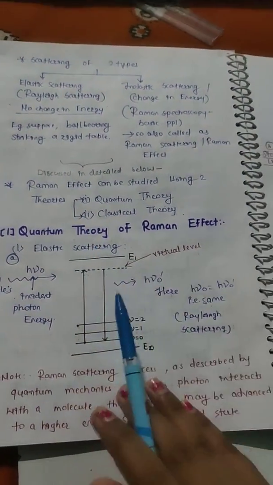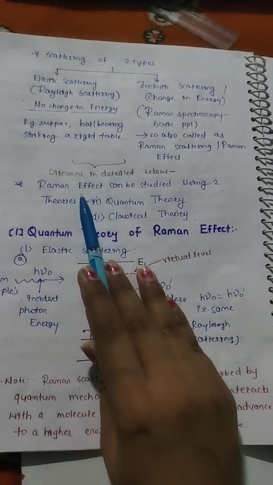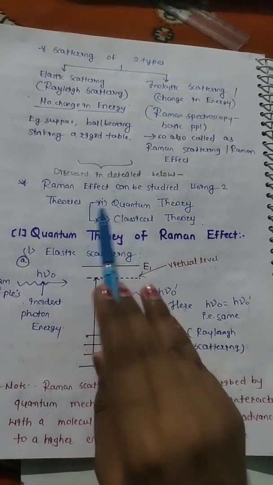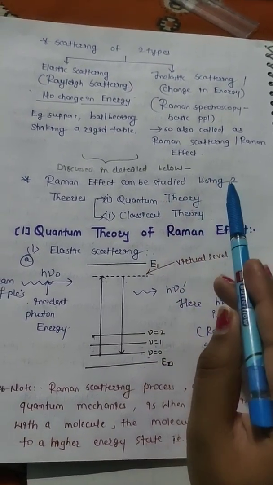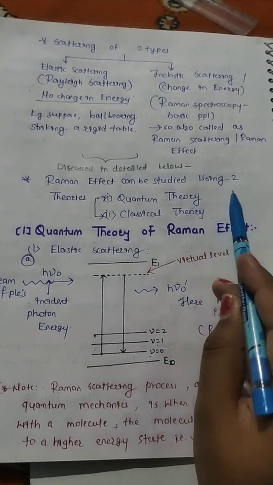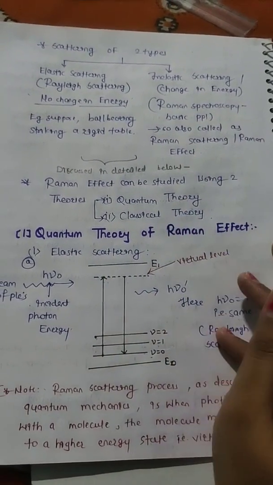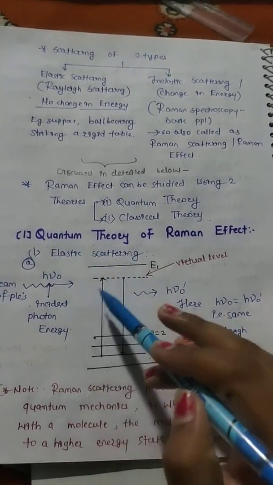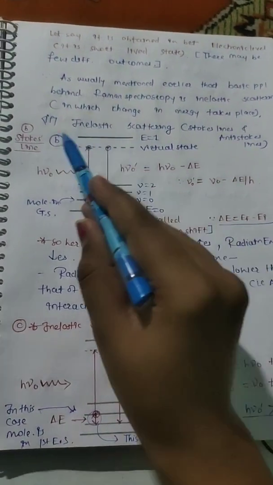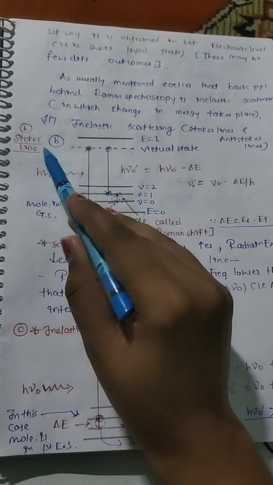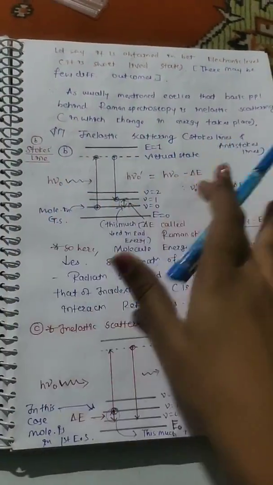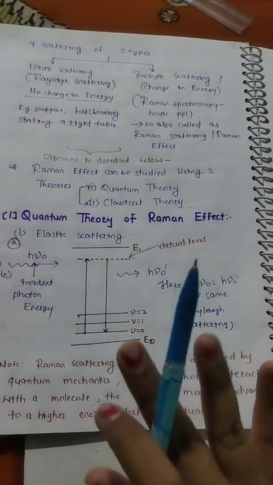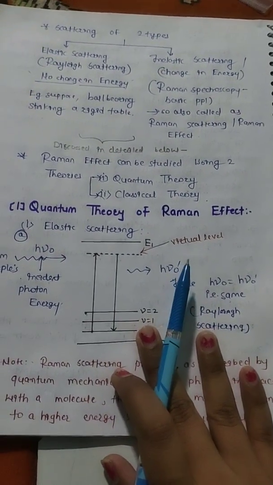Here the Raman effect can be studied using two theories, that is quantum theory and classical theory. In quantum theory, we discuss three cases. They are divided into two major types, elastic scattering and inelastic scattering. Elastic scattering is one case, and in inelastic scattering there are two cases, from which we get the information about Stokes lines and anti-Stokes lines. So we come back again here. First of all, we start with elastic scattering.